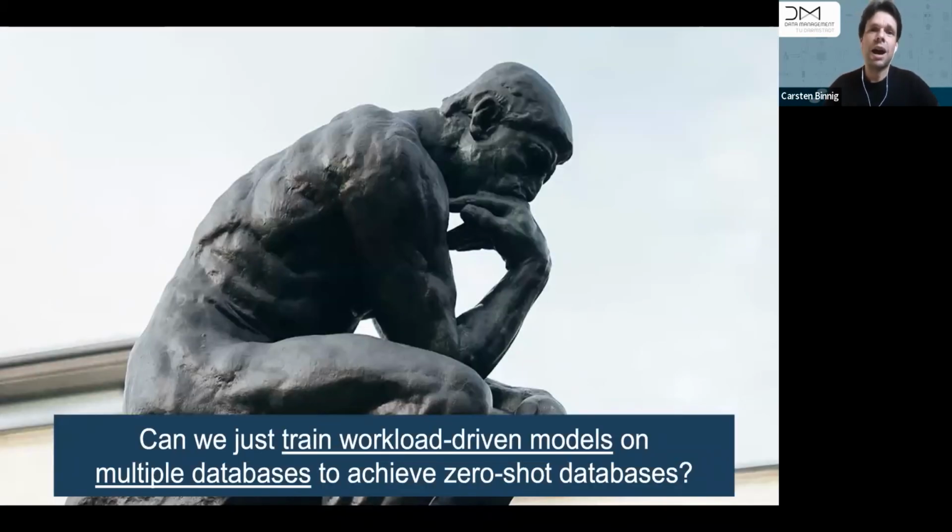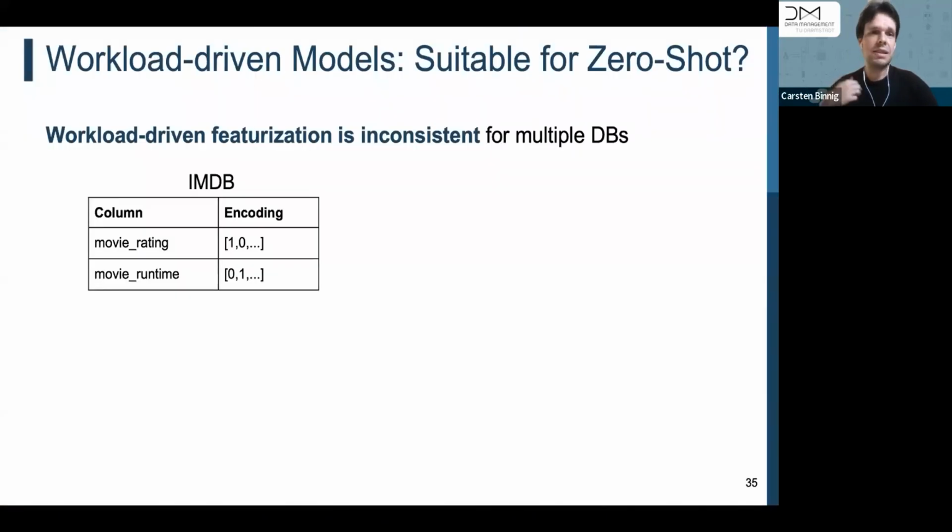So the question is now, how do we enable zero-shot learning? The first idea one might have, and we also thought about, is: if we already have workload-driven models that capture the complexity of workload, can we not just train workload-driven models across multiple databases and then we are done? Because the model then learns from these different databases, and we feed the new database and the query workload in, and voila, we have a zero-shot model. But this is not the case, and let me quickly explain why.